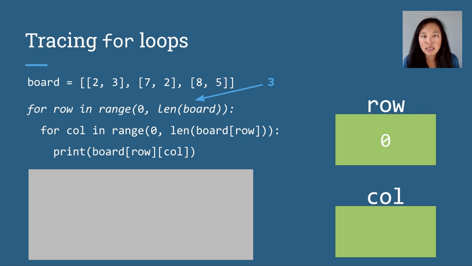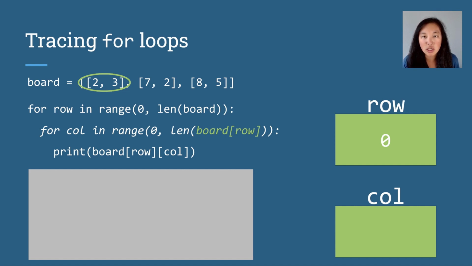Now we're going to go inside of that for loop, and we see another for loop. For col in range 0, length of board of row. Well, what is board of row? Row is our variable from the outer for loop, and it currently contains the value of 0. So what is the item at index 0 inside of board? Well, it's going to be this first list. What is the length of this list? It's going to be 2. So our range in our inner for loop is going to go from 0 to 2.